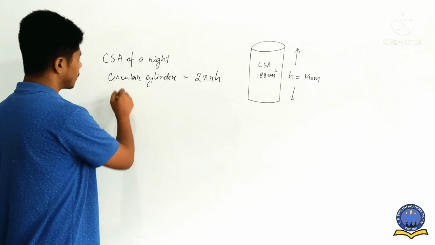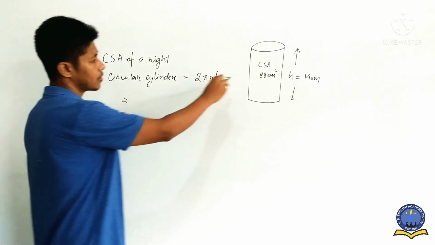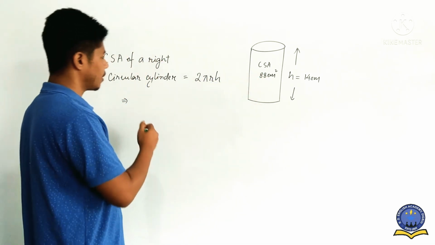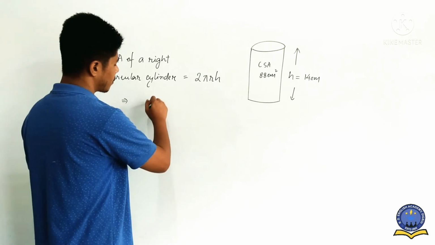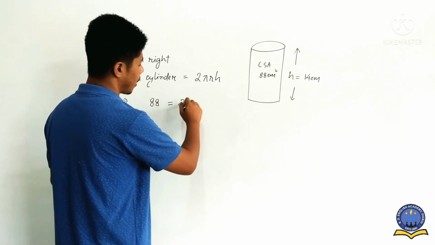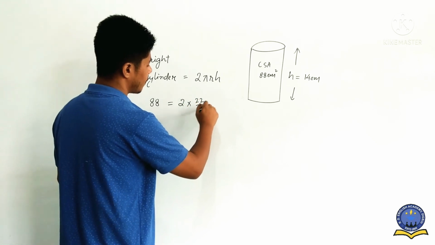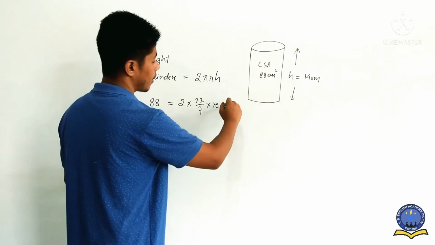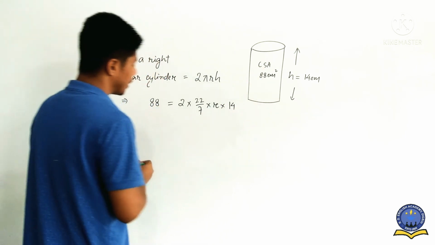Now the curved surface area of the right circular cylinder is given to us as 88 centimeter square. So in place of this we write 88, and the formula 2 pi, where pi is 22/7, into radius, which we don't know, but the height is given: 14 centimeter. Is it clear?